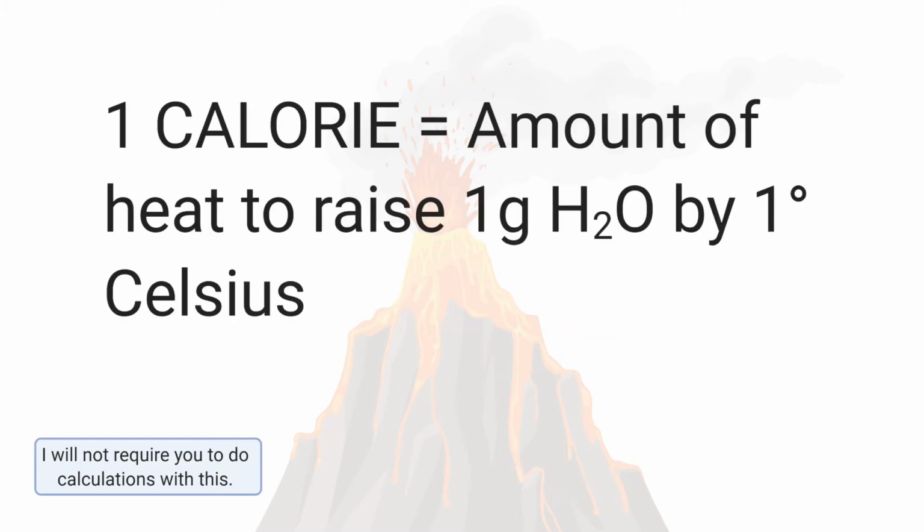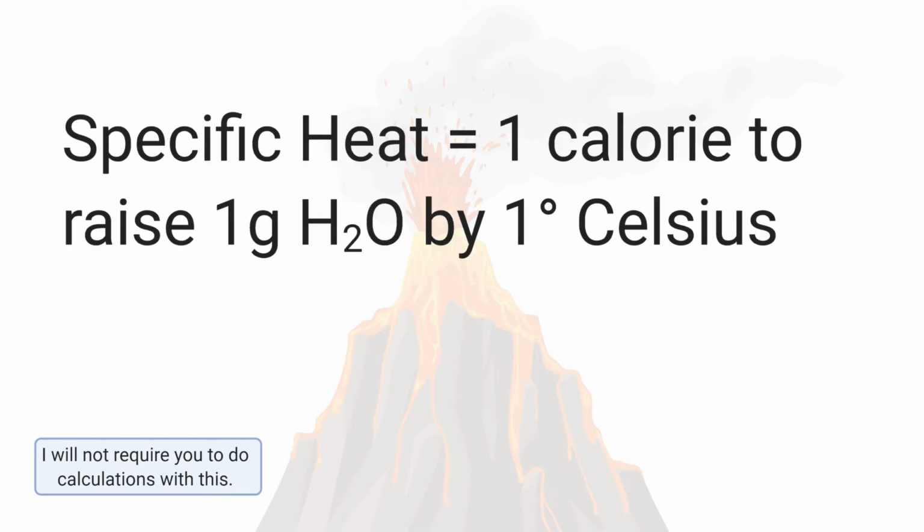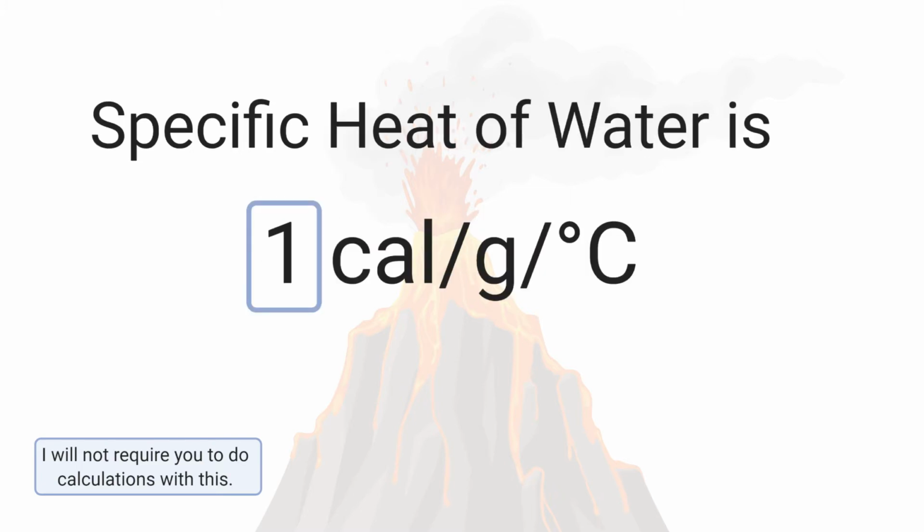A calorie is defined mathematically as the amount of heat it takes to raise the temperature of 1 gram of water by 1 degree Celsius. If we rearrange this equation a little, we get the equation for the specific heat of water. Specific heat is the number of calories required to raise the temperature of 1 gram by 1 degree Celsius. The specific heat of water is 1.